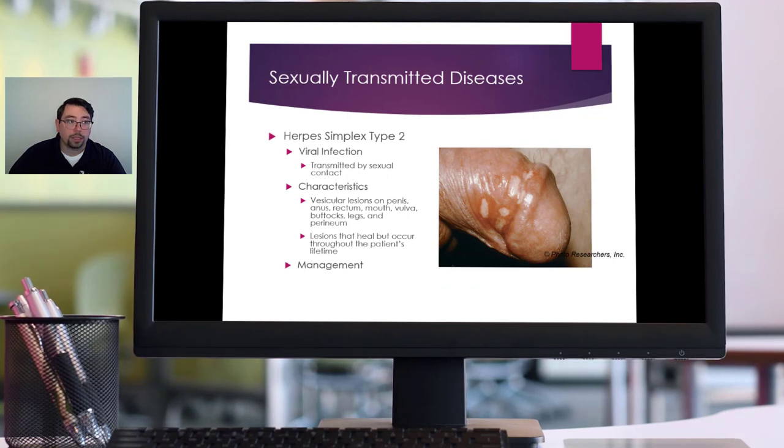Herpes simplex 2, this is different than simplex 1. It again is transmitted by sexual contact, and these are vesicular lesions on the penis, anus, rectum, mouth, vulva, buttocks, legs, or perineum, anything that would come in contact with one of these lesions. These can heal, but they can occur again throughout the patient's lifetime.